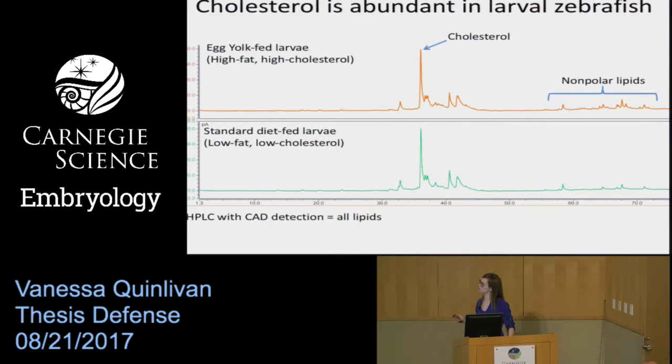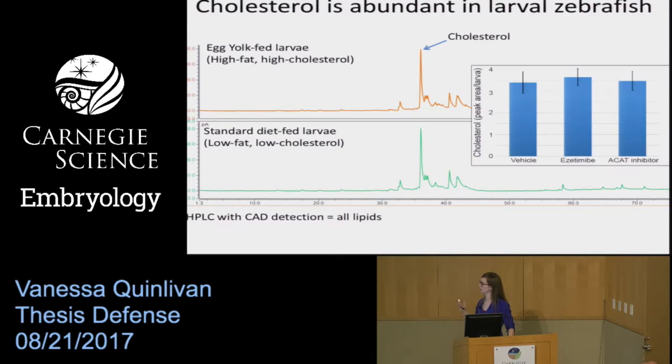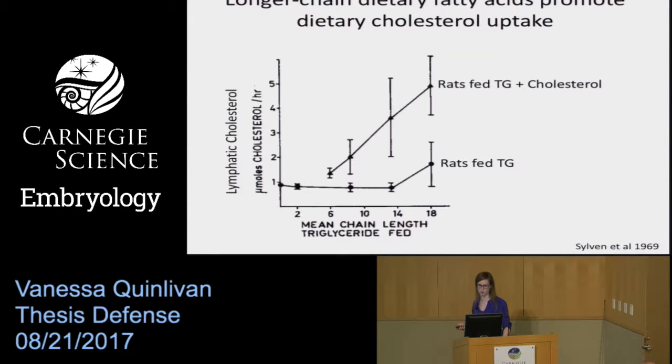However, cholesterol is very abundant in larval zebrafish. So cholesterol is the largest, tallest peak in the traces from larvae that have been fed egg yolk or larvae that have been fed a low cholesterol meal. And in fact, not only does a high-fat, high-cholesterol meal not affect the total amount of cholesterol in the fish, it's also not affected by giving them ezetimibe or by giving them the ACAT inhibitor. So there's a lot of cholesterol around. So it's actually quite interesting that cholesterol esterification seems to be primarily regulated by the availability of incoming dietary cholesterol when it happens in the enterocytes.